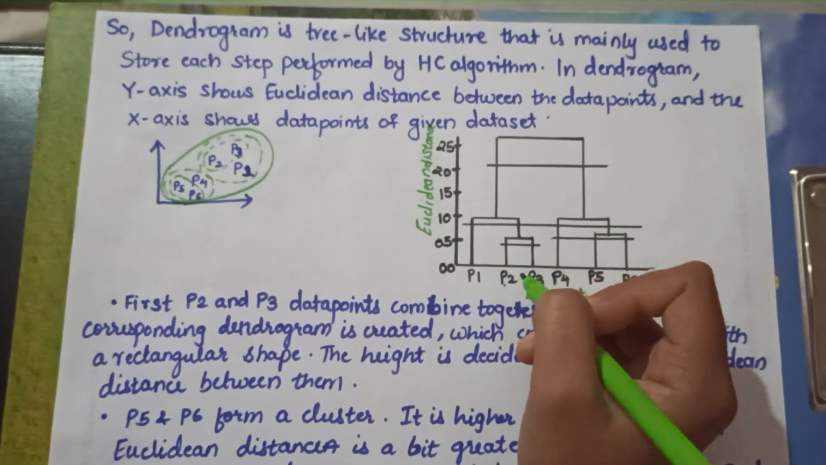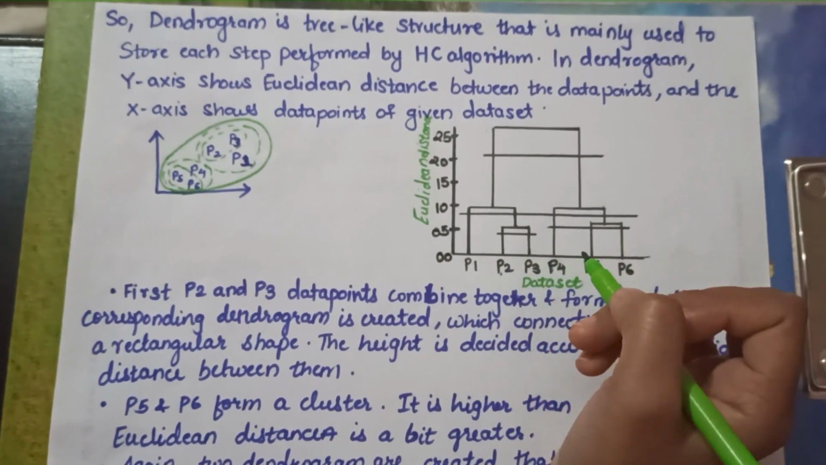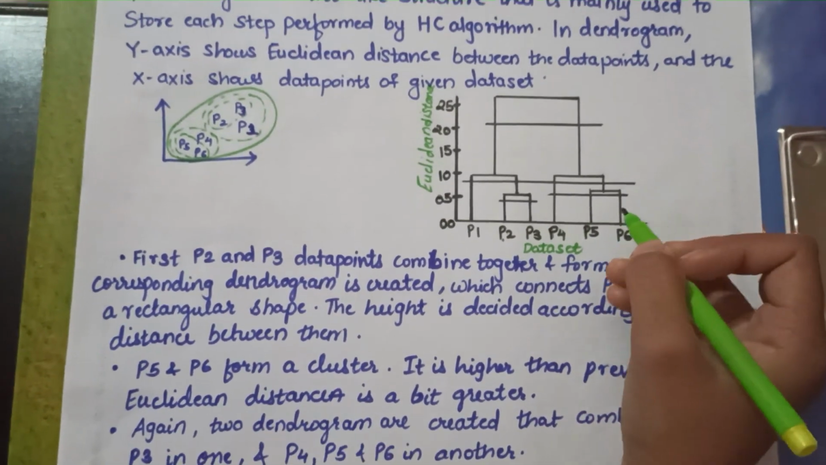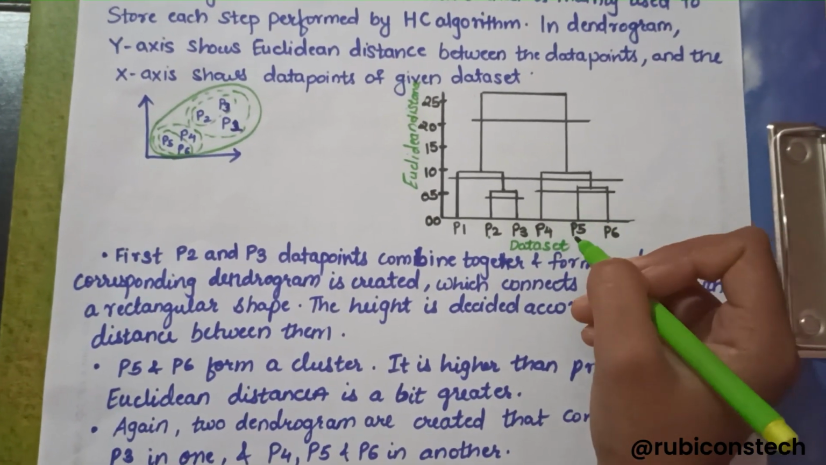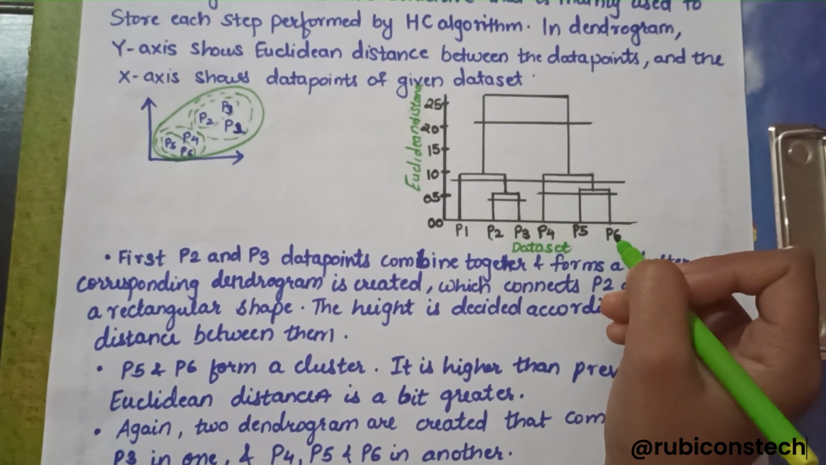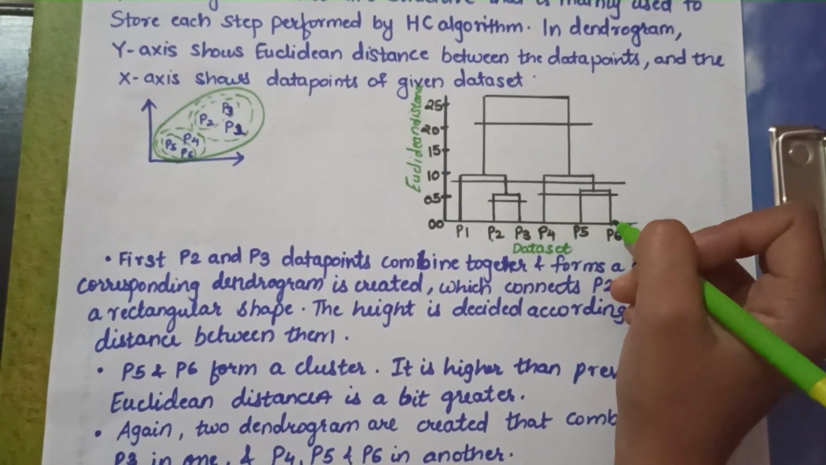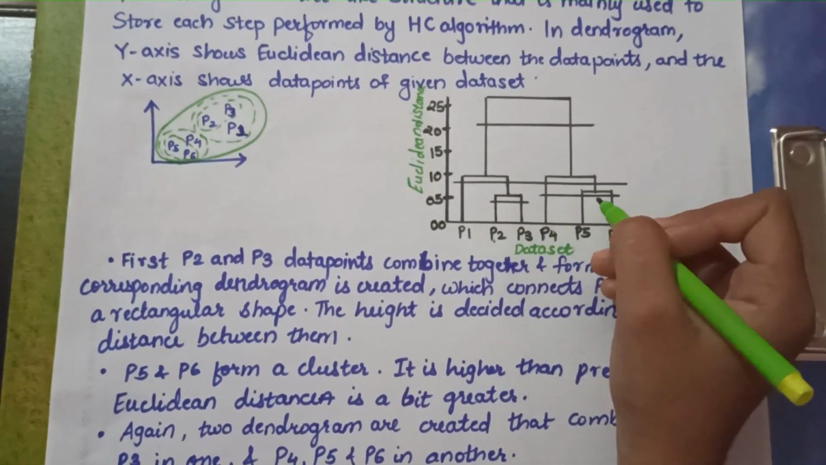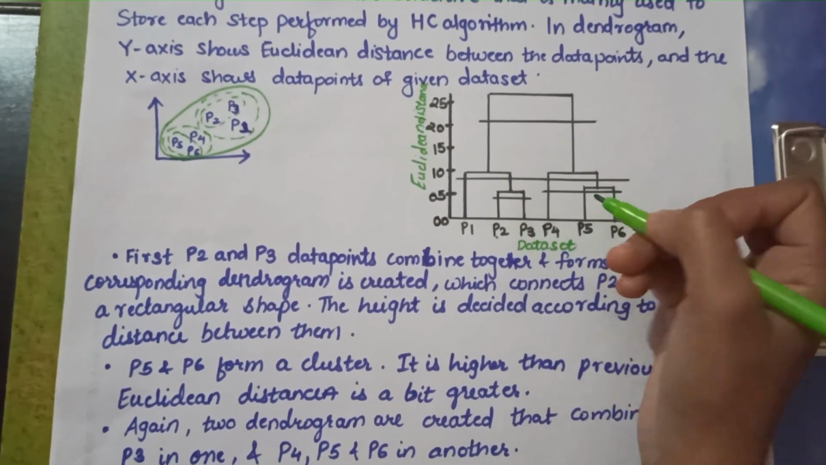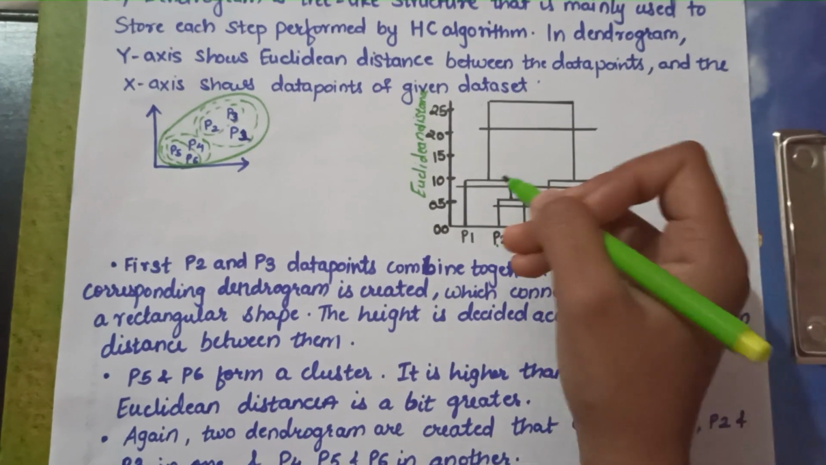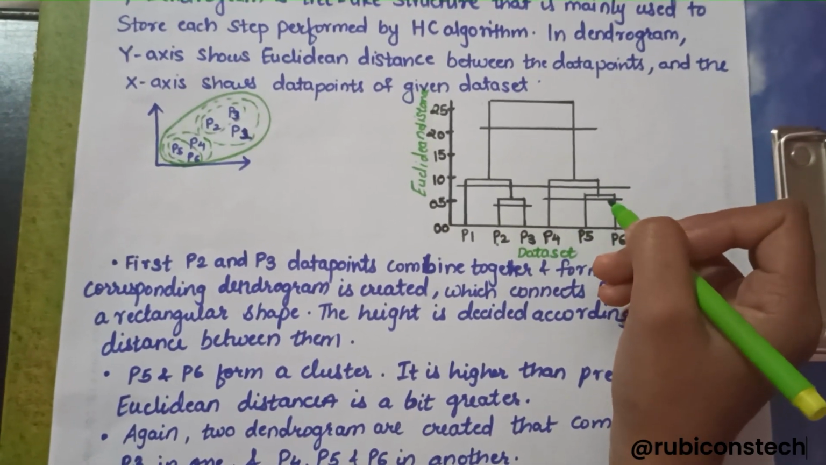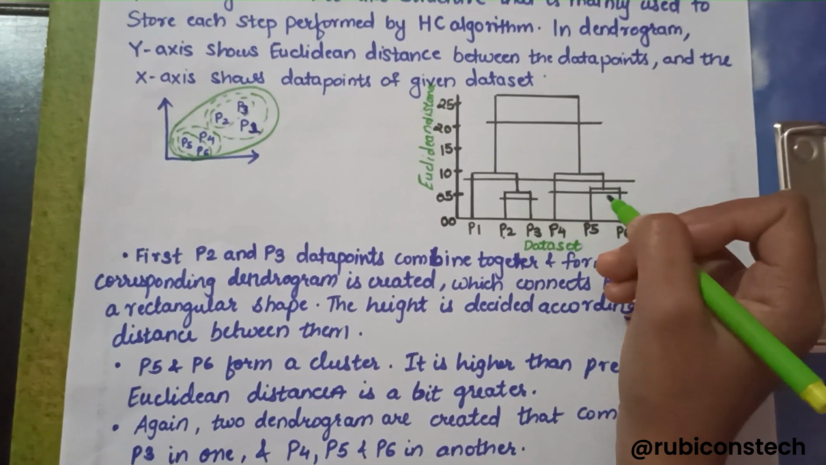Then after combining P2 and P3, the next two points that were combined were P5 and P6. Here you can see the rectangular shape for P5 and P6 has been drawn. The height of this rectangular shape is slightly higher than the previous one because the Euclidean distance is a bit greater than the previous one. So its height is larger.